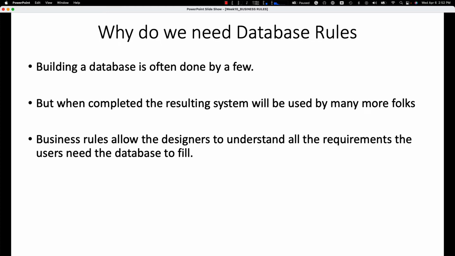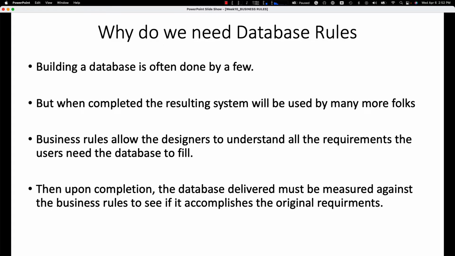Oftentimes the designer writes down, I understand that you need to do thus and such, and the users look at it and go, well, but what about? And so it's a way to negotiate and to be sure that everybody understands it, because just like building a house, it's a whole lot easier to move things on paper. If you spent 6 weeks getting all the functionality that you thought they wanted done, you deliver and they say, well, but it doesn't do what we need it to do, you've wasted 6 weeks and a lot of credibility.